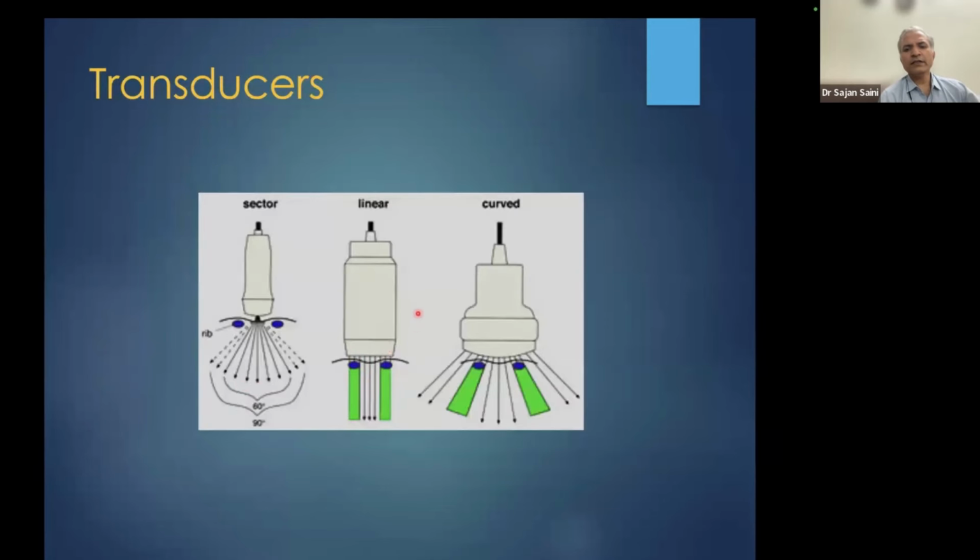It is generally used for measurements which require very high frequency, for example, 10 to 15 megahertz. Typically, the structures which are very superficial to the skin. For example, if you want to study any artery which is very close, say the radial artery, then you use the linear probe.